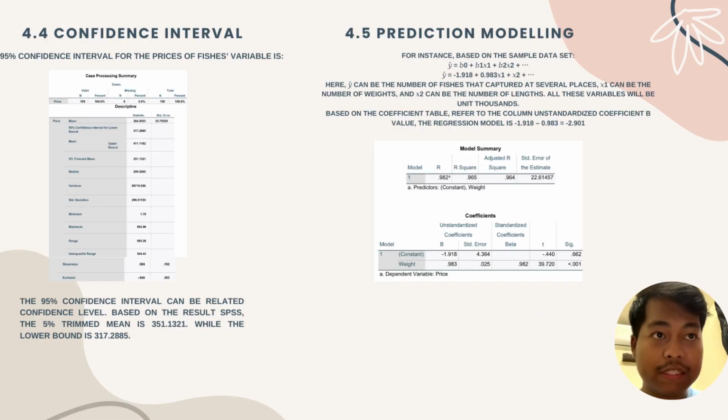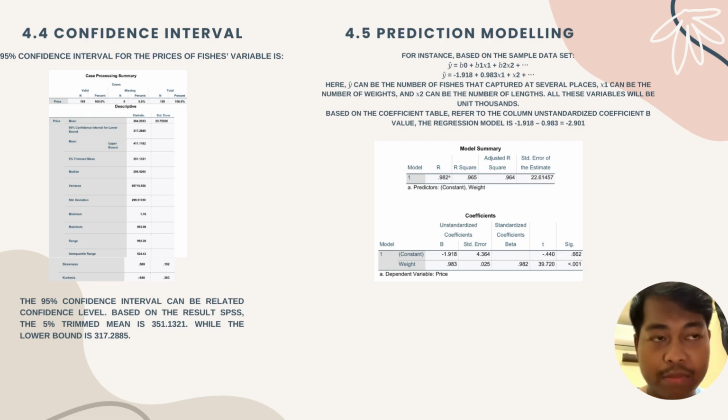The next part is the confidence interval. The 95% confidence interval for the price of fishes variable is as in the following tables. The 95% confidence interval is based on the result from SPSS. So the 5% trimmed mean is 351.1321, while the lower bound is 317.2885.